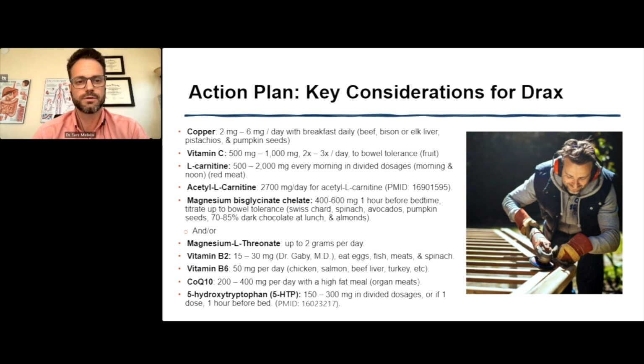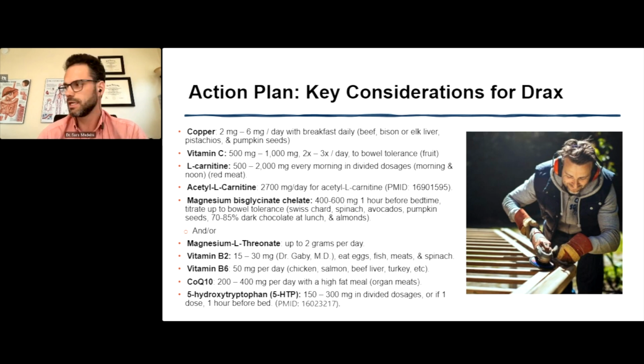Beef, bison, or elk liver, pistachios, or pumpkin seeds can be good sources from food. So I've listed some food sources here. Obviously, you can look up other food sources, but these are the more high concentration food sources from more of a Mediterranean-like diet, omnivore diet, and some vegetarian options.